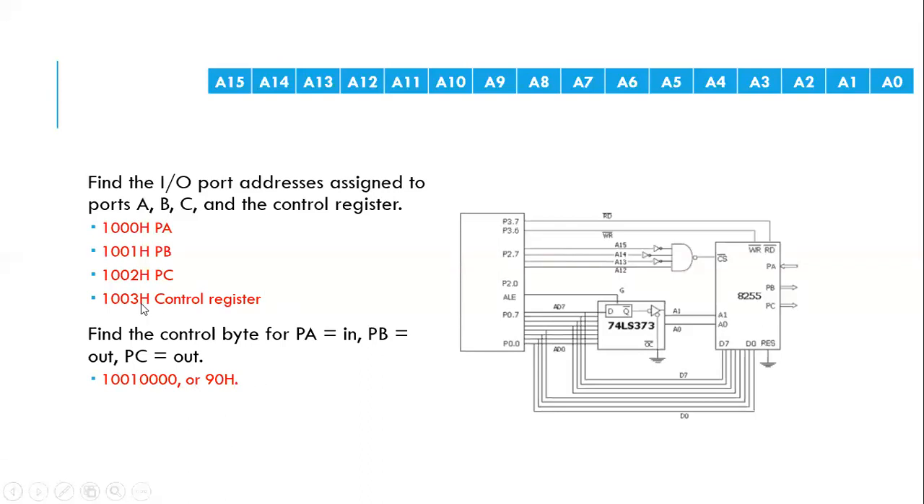Understand? So first in the program, what do we do? First we will locate the control register. We'll write this value into the control register. This is for configuration.